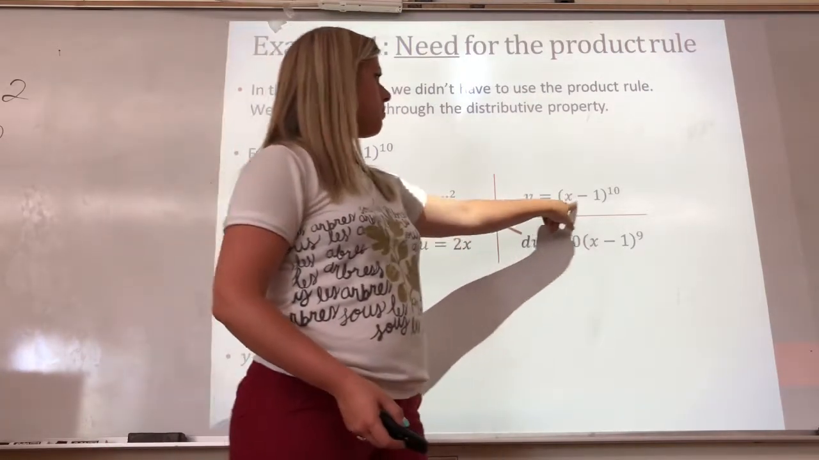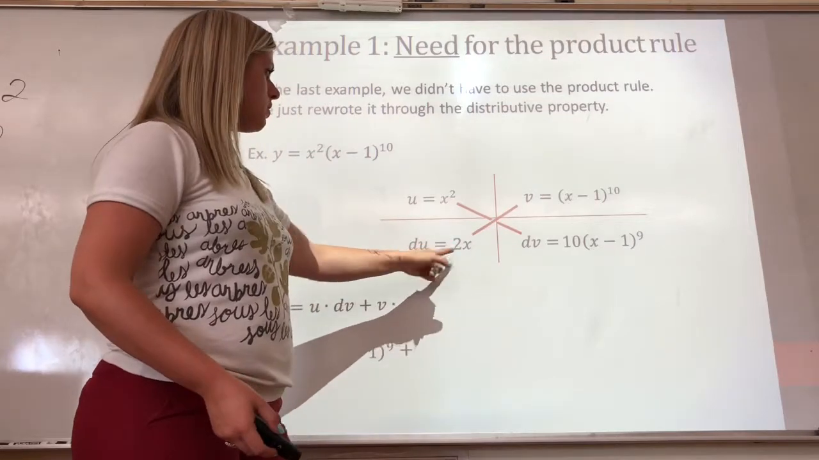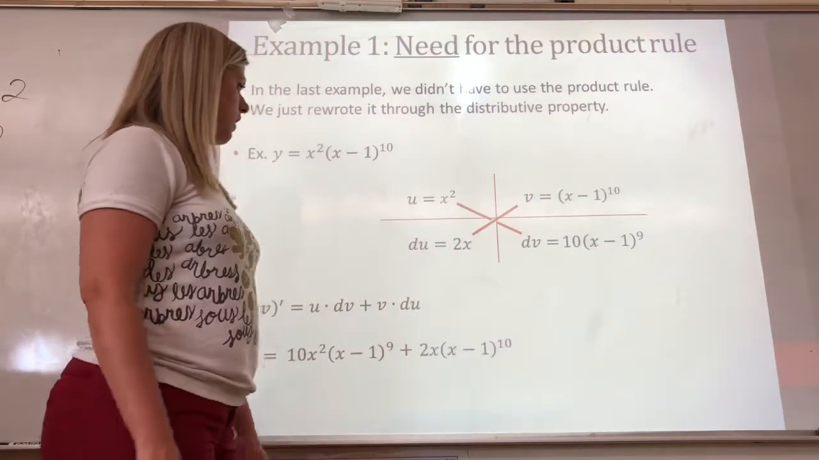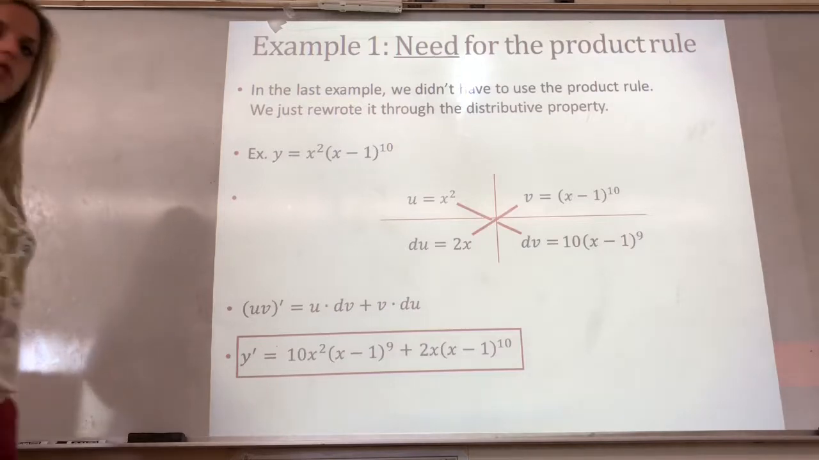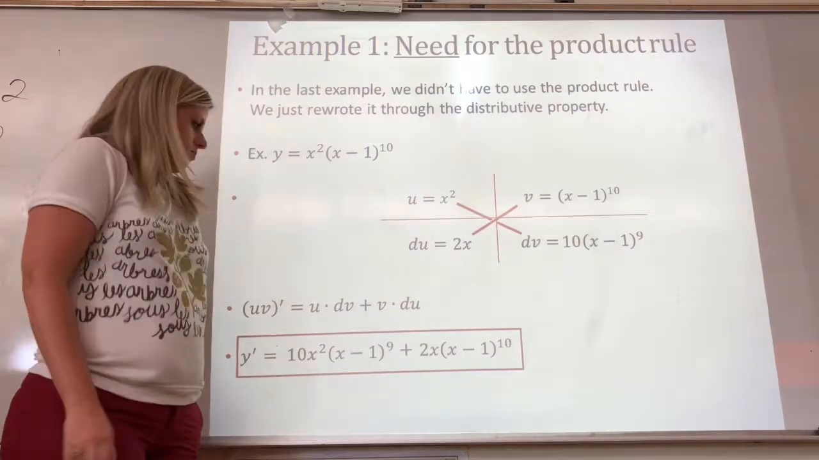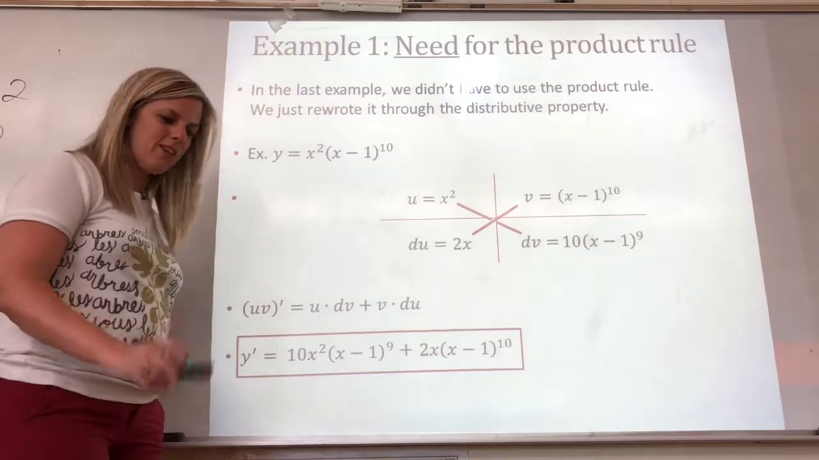So think about what's going to be coefficients in that. When I multiply these together, it's just 2x times (x minus 1) to the 10th. And then last time I could combine, but there are no like terms here, so this is simply my final answer. So we're done. Yep, we're done.